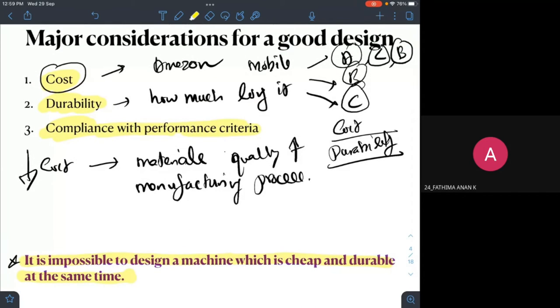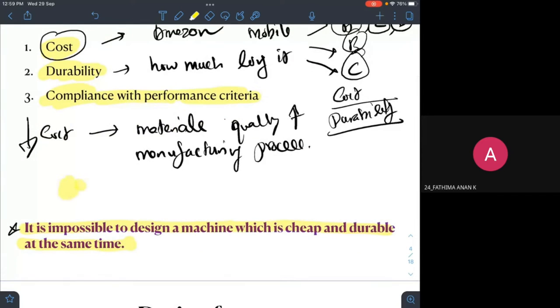Whenever you are designing something which has some engineering value, the first concern is cost only. The performance also should be there, but at the same time it should be cost effective also.